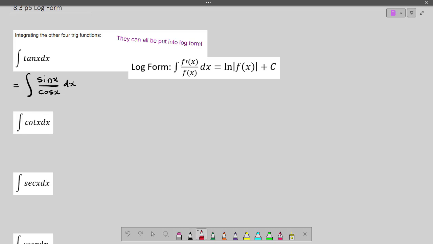So we use our magic bullet. We force the numerator to be what we want it to be. But then we have to remember to balance that out. So we put a minus on the outside, so we haven't changed the value. We've just changed the look. Now it's in log form. And once it's in log form, we get minus natural log, absolute value, denominator plus c. So we get that.